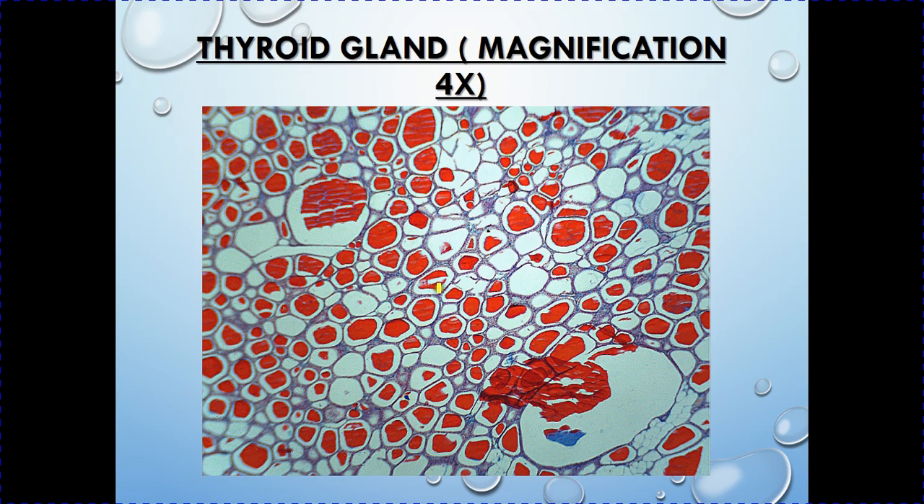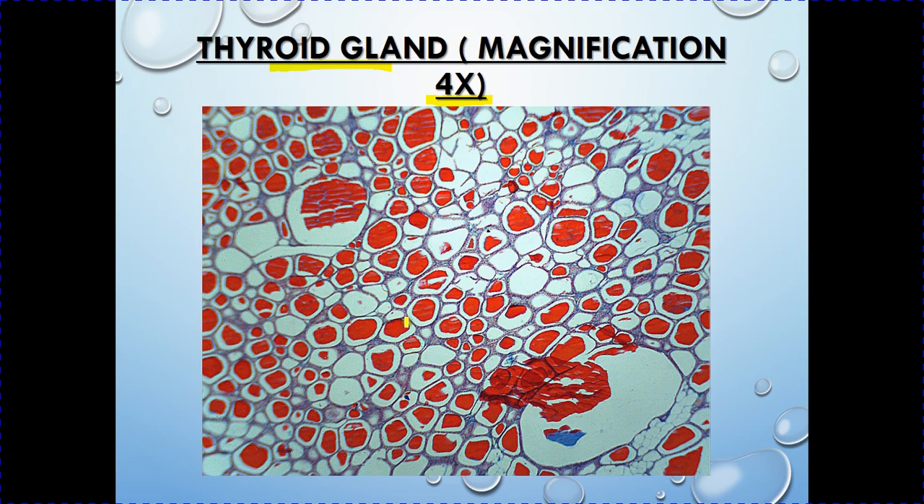Now this is an image which has been taken from the original slides. These are not Google images. They are taken from the original slides. This is a thyroid gland image which is taken at a magnification of 4 using a light microscope. In this image, you can observe that the thyroid gland is composed of numerous thyroid follicles.